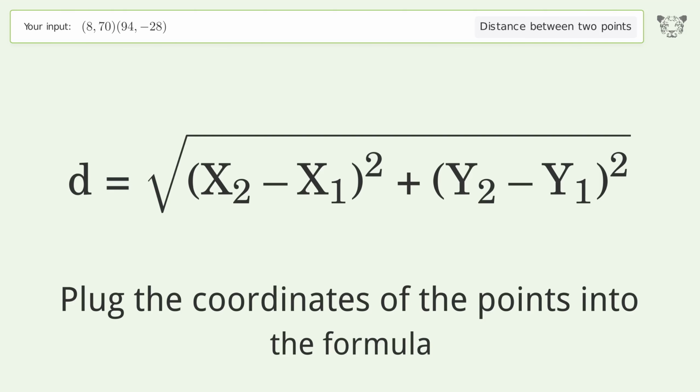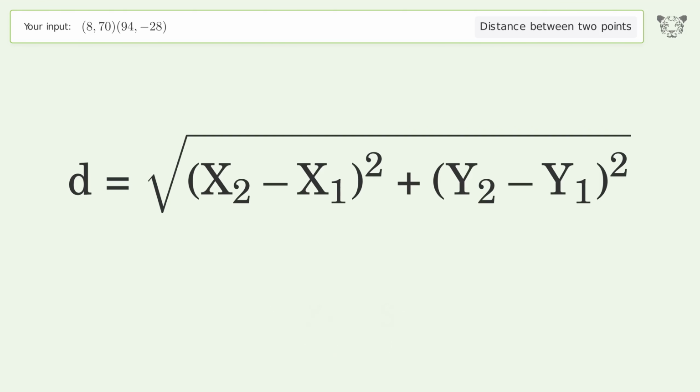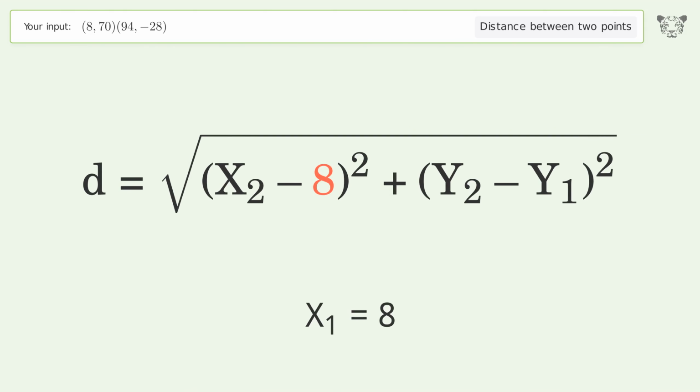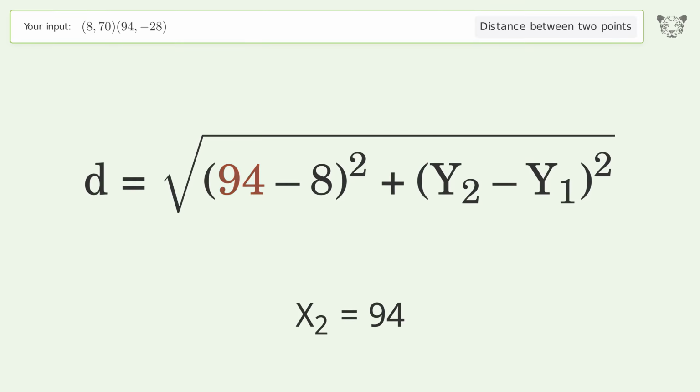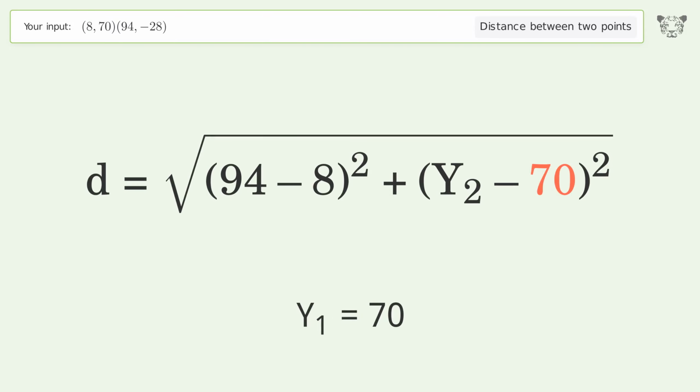Plug the coordinates of the points into the formula. x1 equals 8. x2 equals 94. y1 equals 70. y2 equals -28.